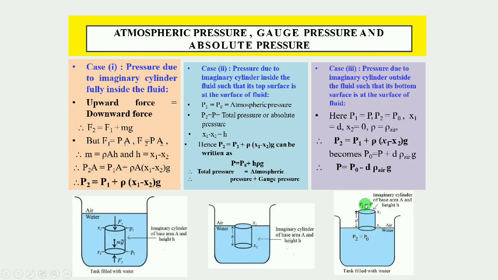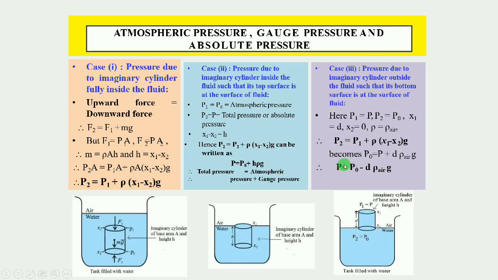Okay. Now here P1 will be the pressure, which we can take as our resultant pressure. So you can write it as P. P2 is nothing but our atmospheric pressure. So P2 here is equal to P0. Now here again x1 will be equal to d. Okay. And x2 will be 0 because we are taking the height from the reference point. So x2 will be 0. Rho, the density here, will be the density of air because this imaginary cylinder lies in the air.